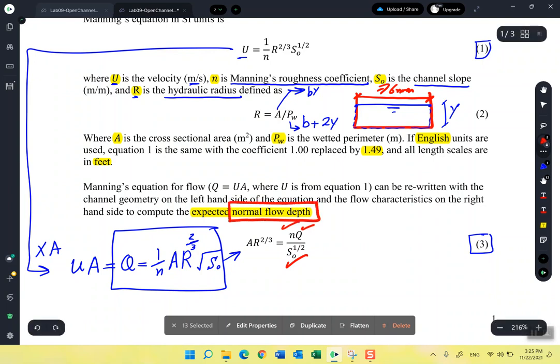And because the solution of this equation isn't straightforward, I'm going to come back to this equation and explain how we can really get the value of the normal depth from this equation.